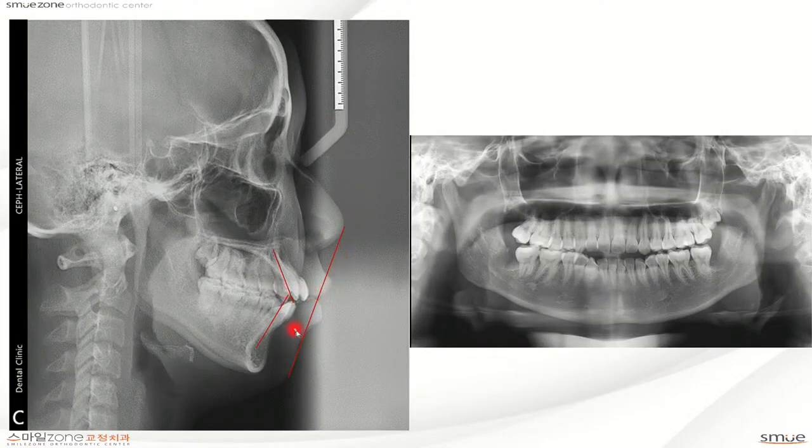Yeah, very similar one. I like to upright the lower and upper incisors to this level.